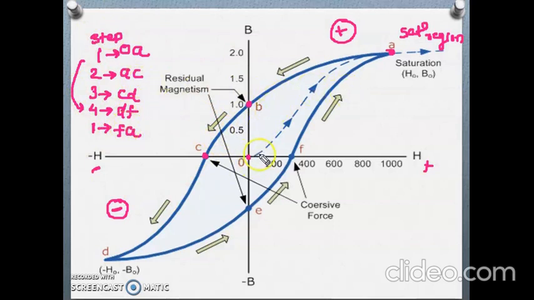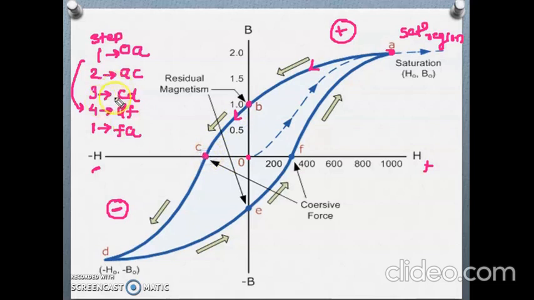In the first step, we increase the current in the positive direction, so we get the plot from 0 to A. Then we decrease the current in the positive direction only. When we decrease the current from A to C, we get this. At this point the current is 0 as H is 0, because H is proportional to I. When I is 0, H will be 0. The arrow shows the direction of plotting from A to C.